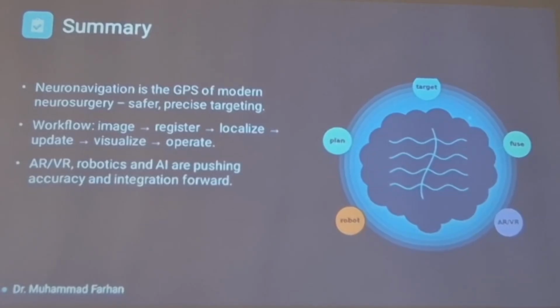So that concludes our session. Neuronavigation is the GPS of the brain, guiding the localization of different anatomical structures of the brain, and different AR, VR, or AI assisted neuronavigations are also in development.